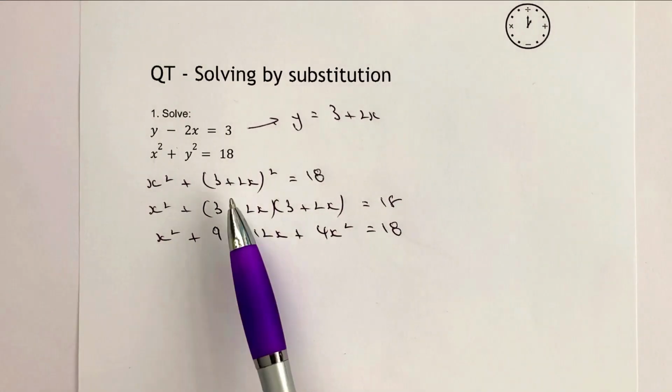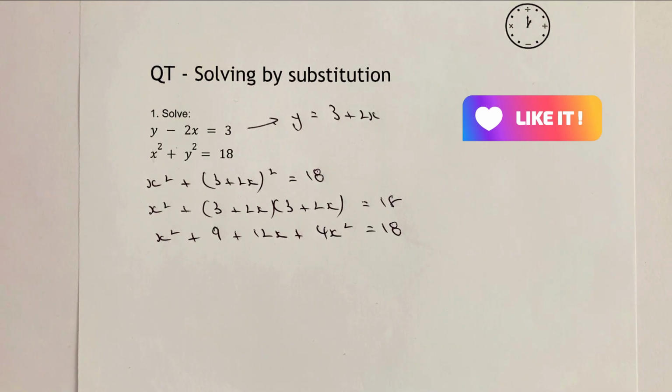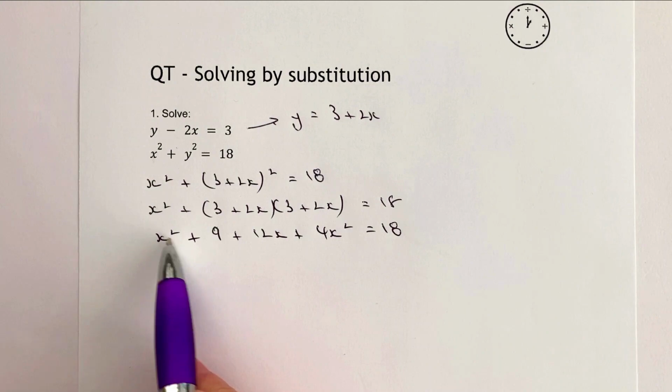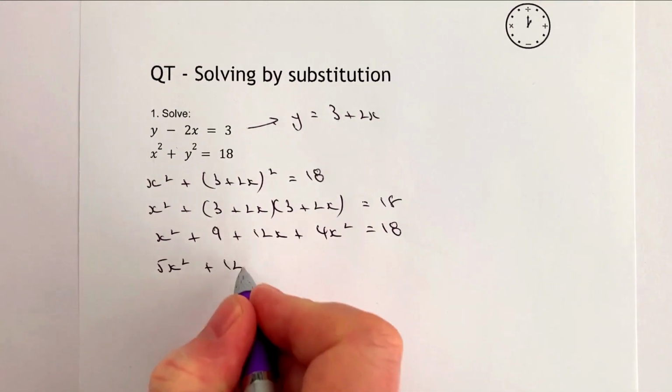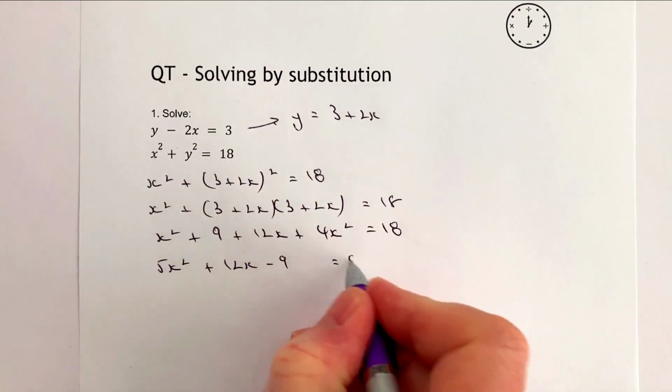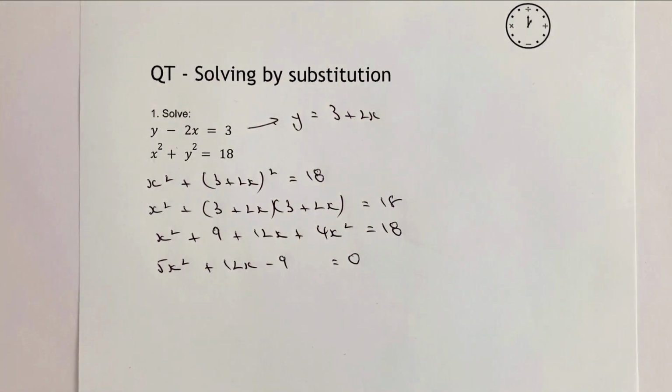Now you might be a little bit unclear as to what I've done there, but for the purposes of this video I'm going to have to push through things fairly quickly. So if you're not sure, please do add a comment below and I'll always point you in the right direction with some other playlists. Okay, let's tidy this up a little bit. I'm going to get 5x squared plus 12x minus 9 equals 0. That puts me in a position now where I can factorise this for x.